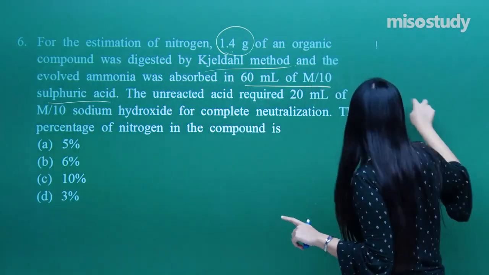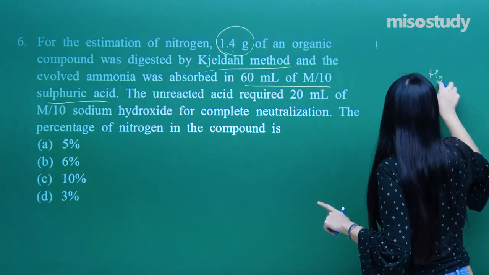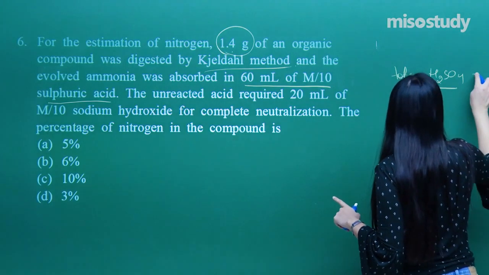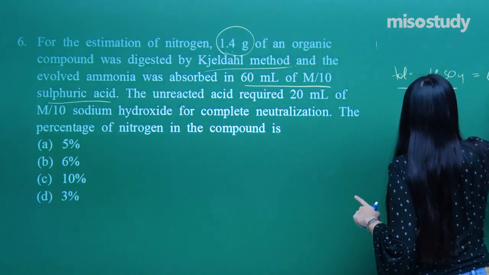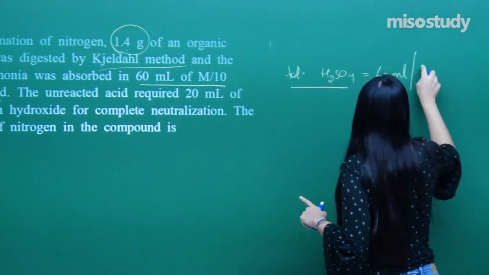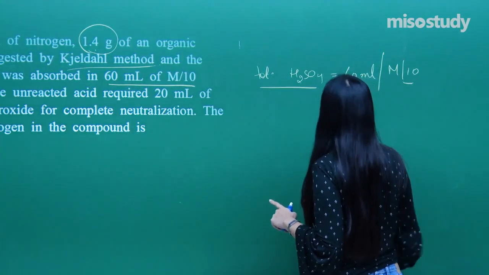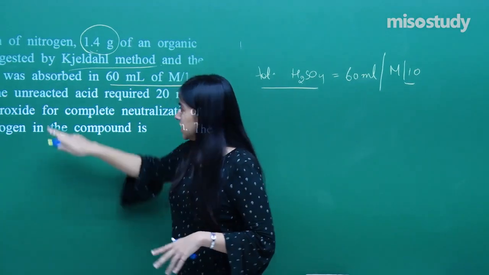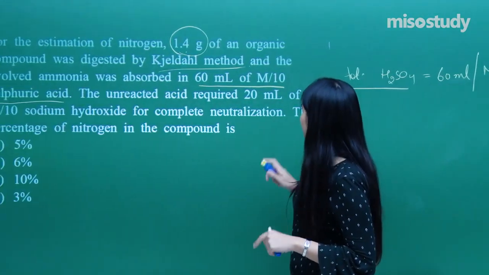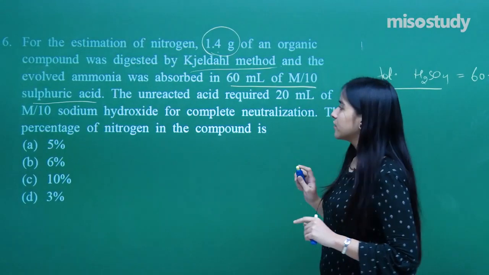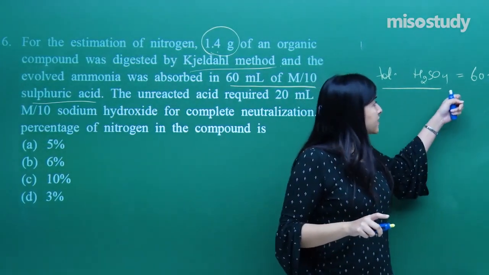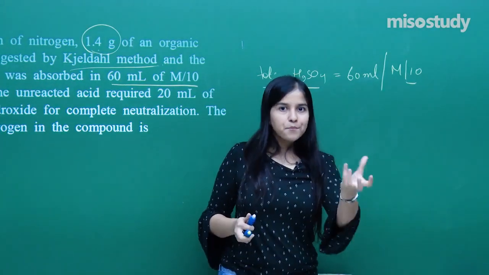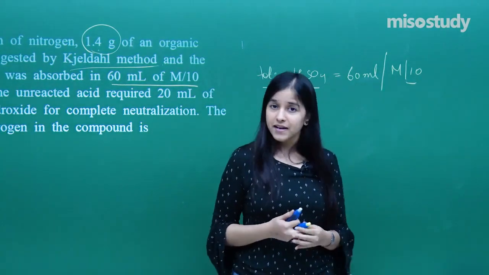How much? So, it is H2SO4, the total H2SO4 that has been taken in the conical flask, remember? So, that will be 60 ml. And what is the molarity of this standardized sulfuric acid? It's M/10, right? Or 0.1 molar you can say. The unreacted acid required 20 ml. Here what has happened is this entire acid has not been consumed, right? There is some part left out, some unreacted acid.